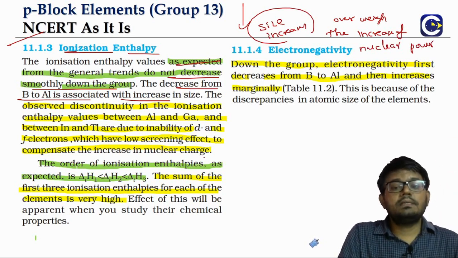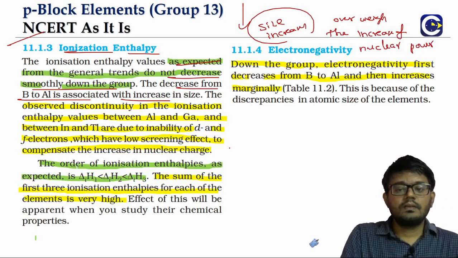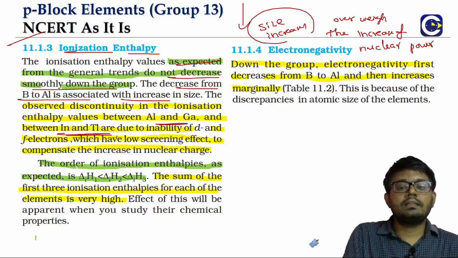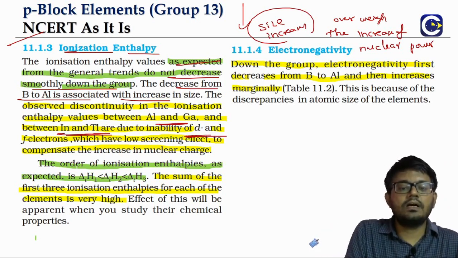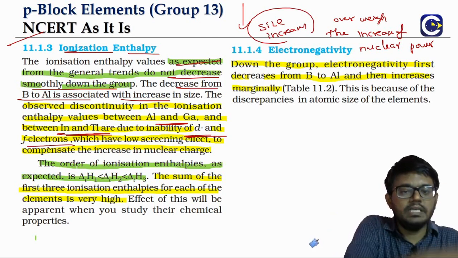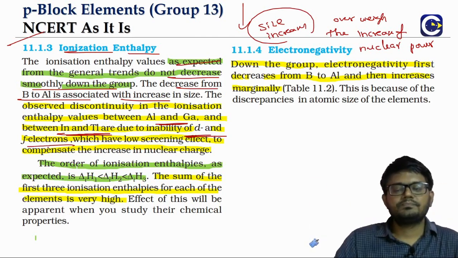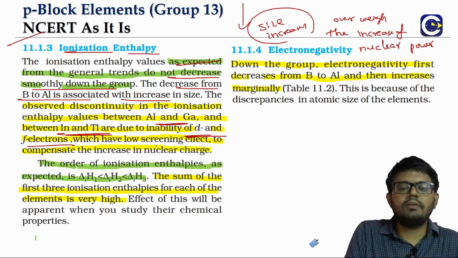But here we will see some discontinuity between aluminum and gallium, and also between indium and thallium. Again, the reason is that you have a core filled by D, or D and F, and both of these have a low screening effect.